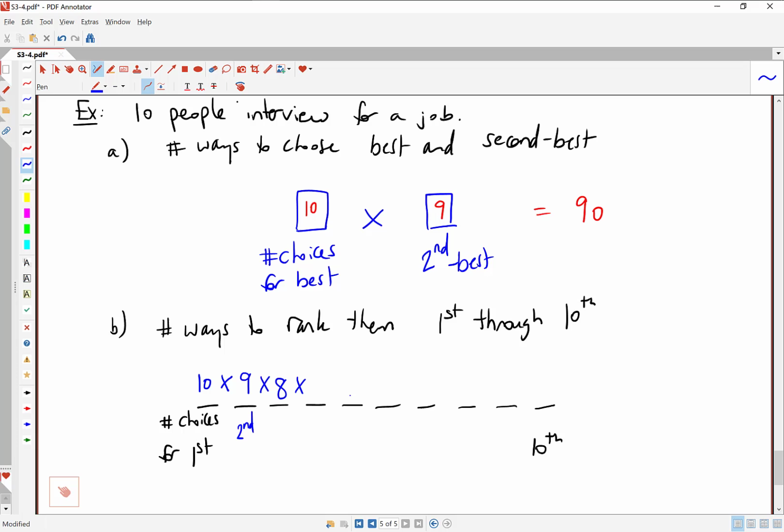And we can sort of see the pattern at this point that each time you've got 1 fewer person to choose from. So 7 options, then 6 options, then 5, then 4, then 3, then 2. Then by the time we get to the last person, they're forced to be ranked last. So that means just 1 choice there.